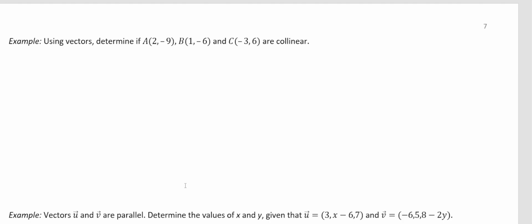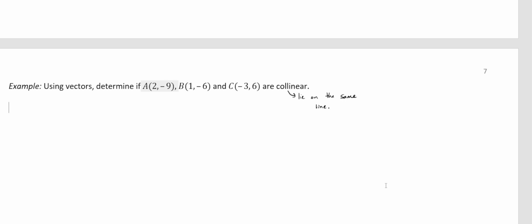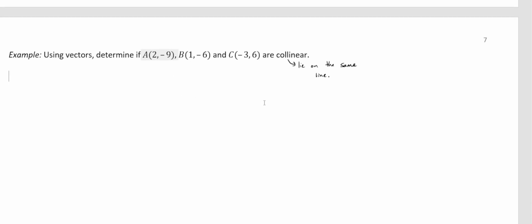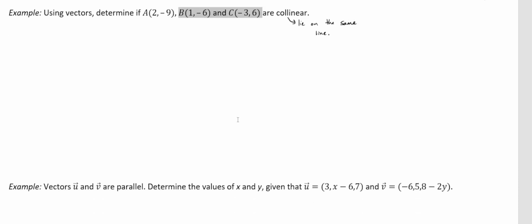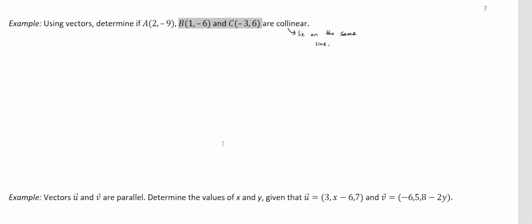Using vectors, determine if A, 2, -9, B, 1, -6, and C, -3, 6 are collinear. Well, collinear means that they lie on the same line. Co, prefix meaning share, linear meaning line, so do these 3 points share the same line? If they lie on the same line, that would mean that AB is just some scalar multiplier of BC. Okay, so I'll draw a diagram so you can see what I'm talking about.